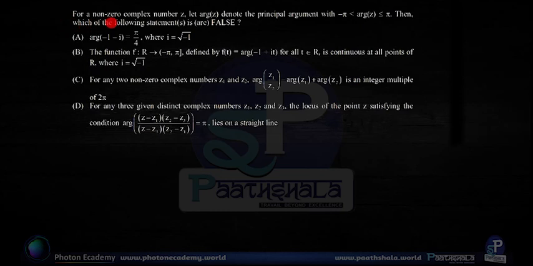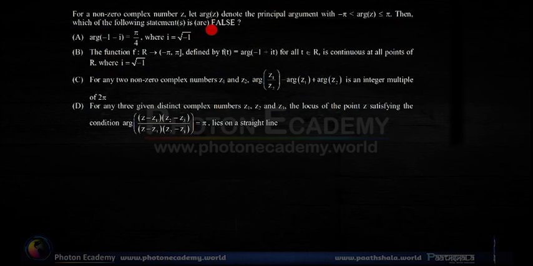For a non-zero complex number z, let argument of z denote the principal argument, with argument z greater than minus pi and less than or equal to pi. Then, which of the following statements is or are false? So this is a multiple answer correct question. We have to evaluate all the options here. So we will start with the first option, which is A.